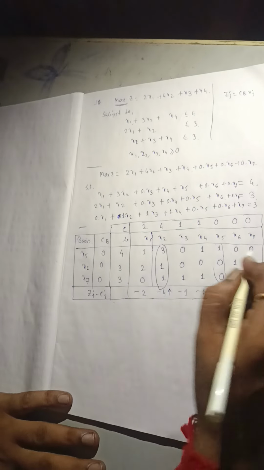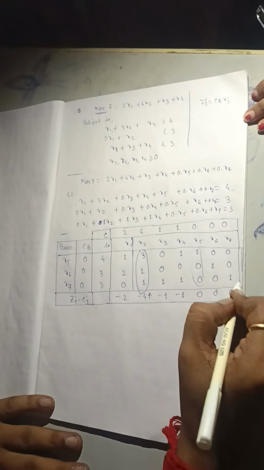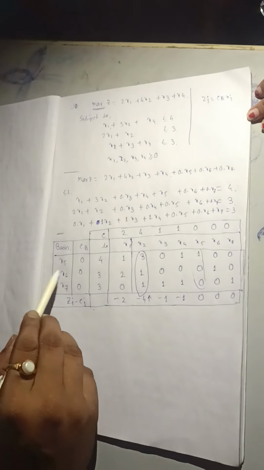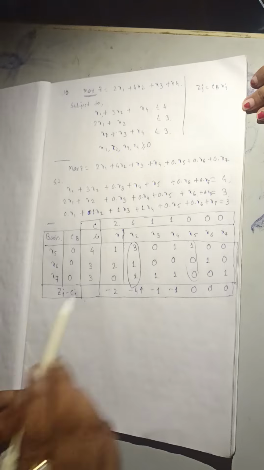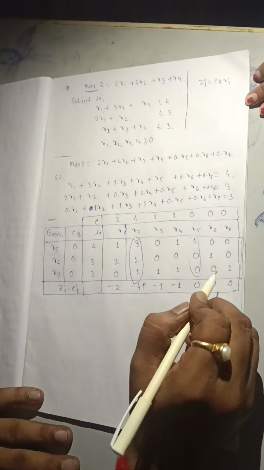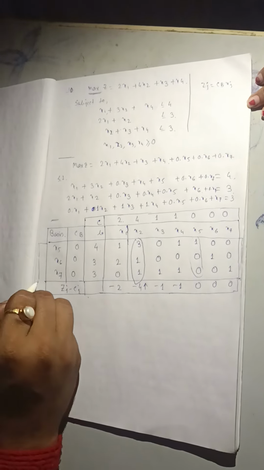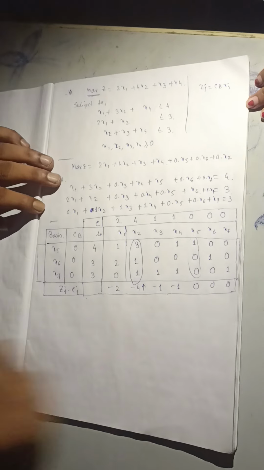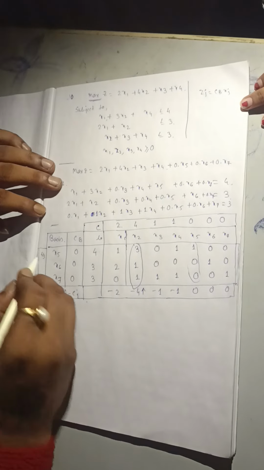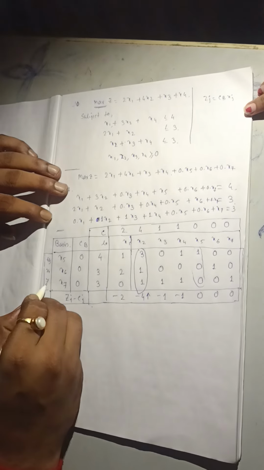To find out which one will be replaced, like x2 will incorporate into the basis, the number of basis variables is 3. So one variable must leave the basis. So you have to find out the ratio. Ratio means you have to divide this b by this. So 4 by 3. Next one is 3 by 1, that is 3. And next one is 3 by 1, 3.